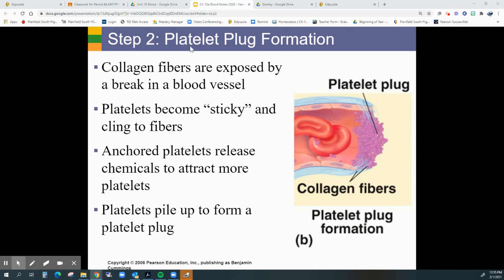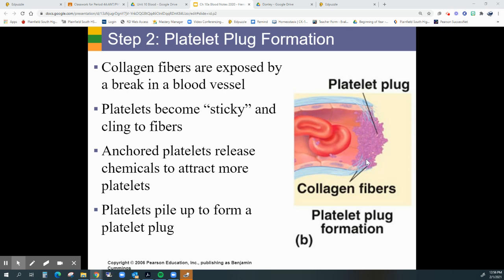The next process that takes place is platelet plug formation. So once we have the spasm event, now we need to plug this opening. What happens here is the collagen fibers that have been exposed on the end of the opening actually become sticky. The platelets start to stick to those fibers, and then more and more stick and cling to them until eventually we form this plug. Those anchor platelets continue to release more and more chemicals, causing more of these platelets to be attracted to the site, sort of like a magnet. Once those platelets pile up, that results in our plug formation.